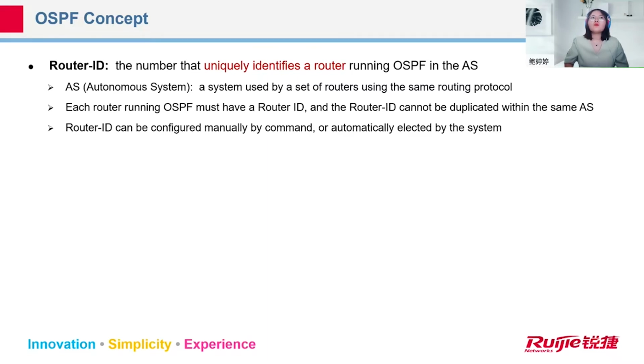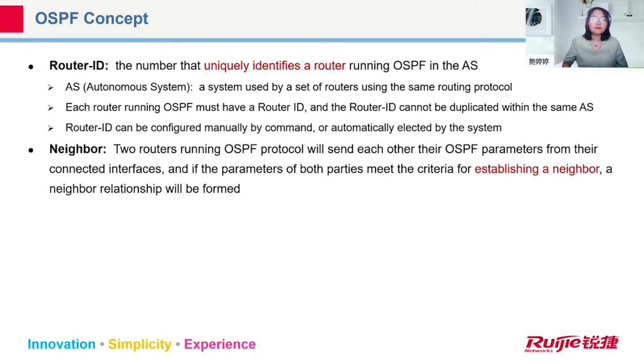Usually when you configure an IGP protocol like OSPF, you maybe don't know what AS means, because we don't configure the AS. But when you configure BGP, the first step you have to create the AS. And each router must have a router ID. It's very important. The router ID cannot be duplicated within the same AS. And this ID can be selected automatically and also can be configured manually. So this is the router ID.